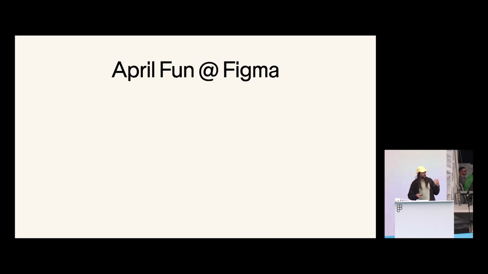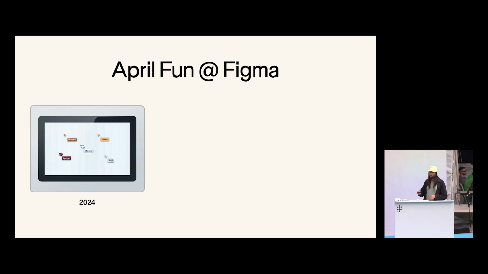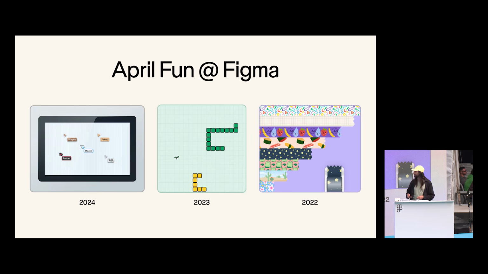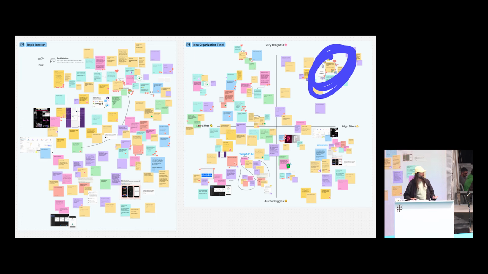So let's talk about April Fun at Figma. What is April Fun? So April 1st, we have a Figma tradition for a week or so. We do a variety of fun projects. We've done custom cursors. We've done Snake in the canvas. We've done washi tape. And the year is 2025. We're trying to figure out another sick project to do.